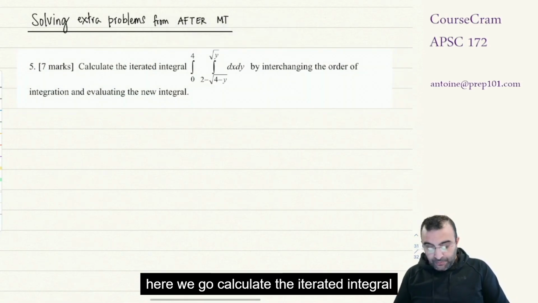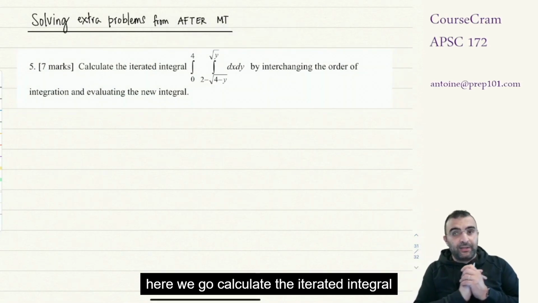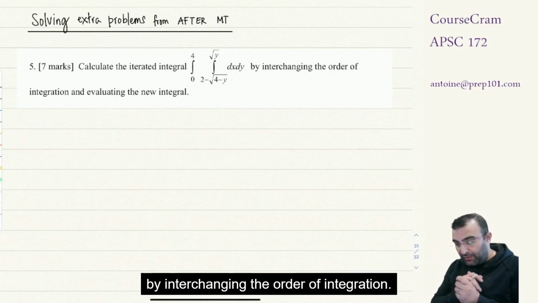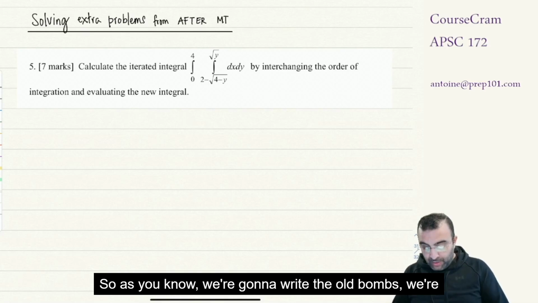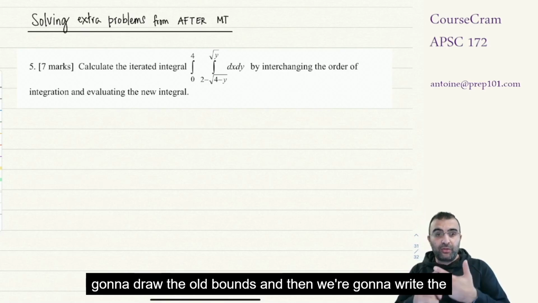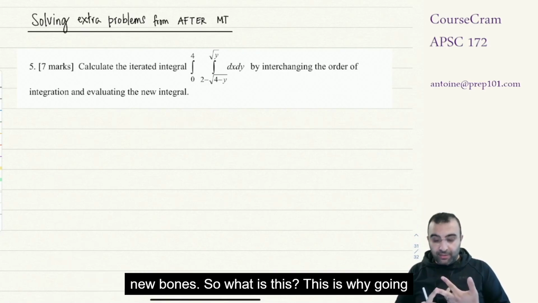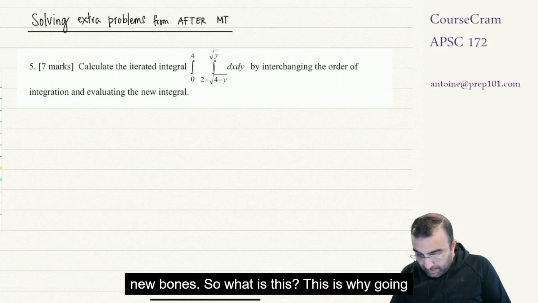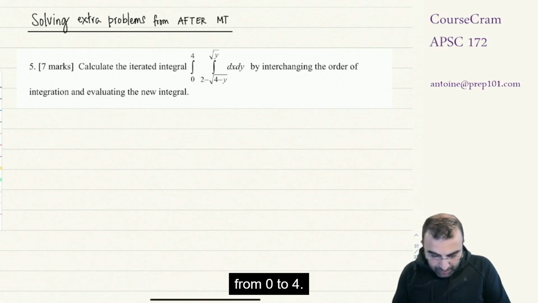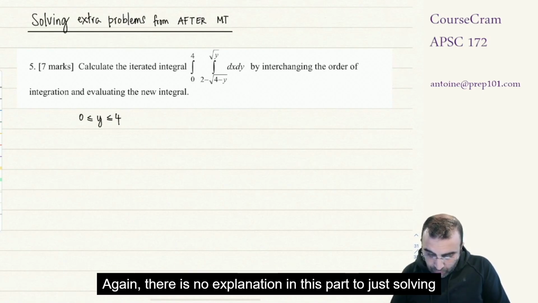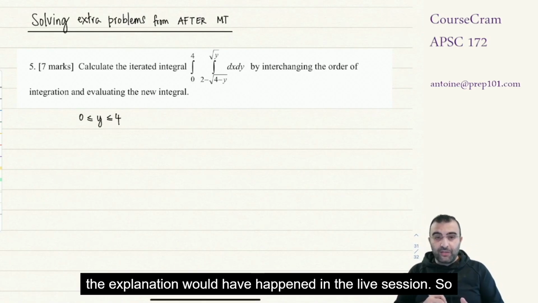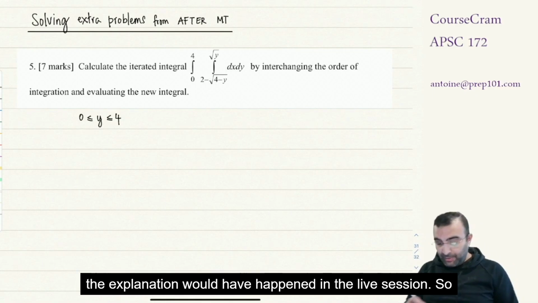So here we go. Calculate the iterated integral by interchanging the order of integration. As you know, we're going to write the old bounds, draw the old bounds, and then write the new bounds. So what is this? This is y going from 0 to 4. Again, there is no explanation in this part, they're just solving. The explanation would have happened in the live session.